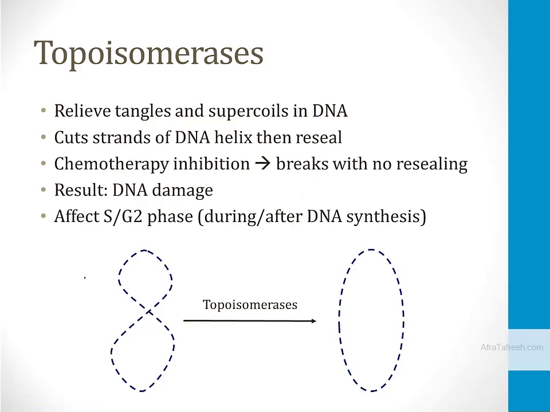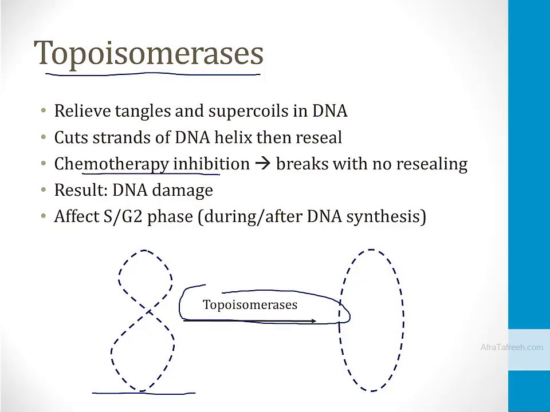Now we're going to talk about drugs that inhibit DNA topoisomerases. In order to do this, let's review what a topoisomerase enzyme does. As DNA is copied, it often becomes tangled or supercoiled, as shown on the bottom left side of the screen here. Topoisomerase enzymes will cut the DNA and then reseal it to get rid of those tangles and supercoils. So if you give a chemotherapy drug that inhibits a topoisomerase enzyme, it will lead to a situation where the topoisomerase breaks DNA but does not reseal it.